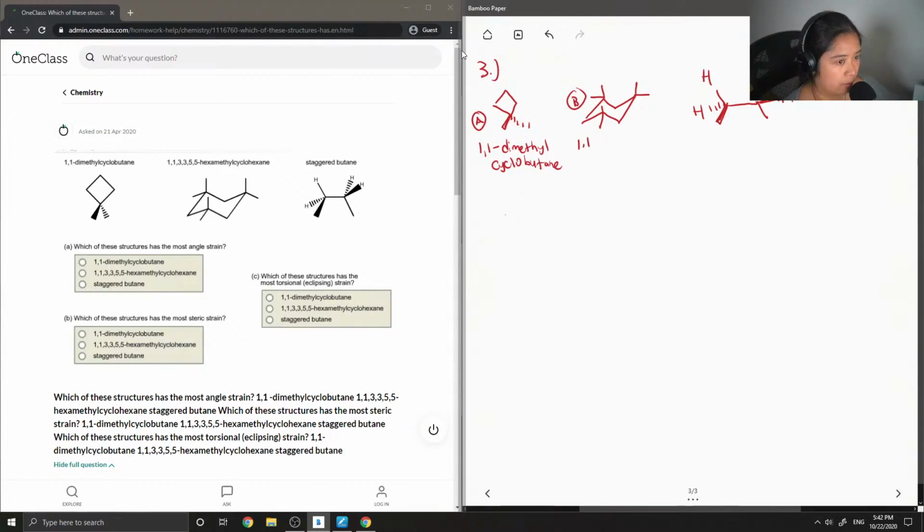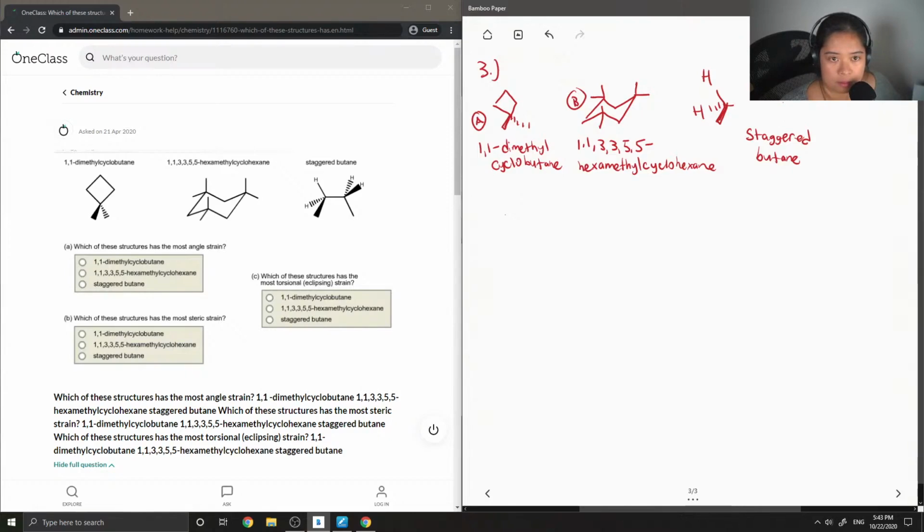B is 1,1,3,3,5,5-hexamethylcyclohexane. And then this one is just staggered butane. Let me just move this over a bit so that you can see it. There's a hydrogen there, and then just another methyl group there.